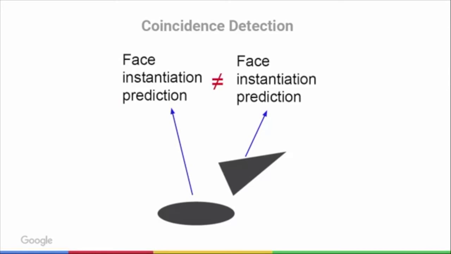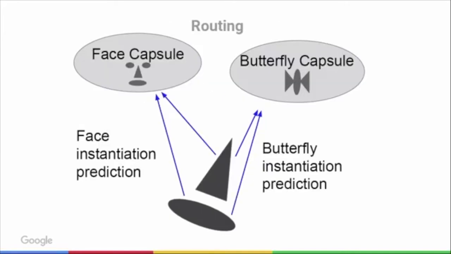Conversely, if we change the instantiation parameters of the nose capsule but don't change the ellipse capsule, then they will no longer agree, and the face capsule will not get activated.